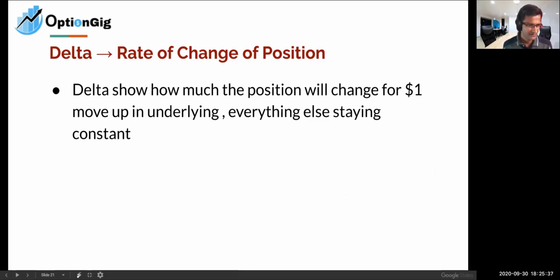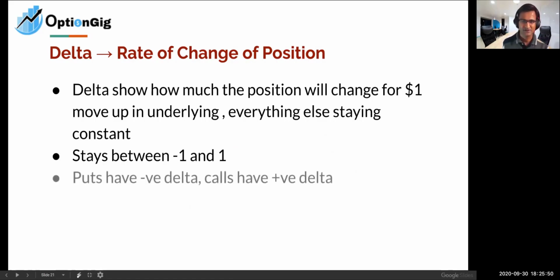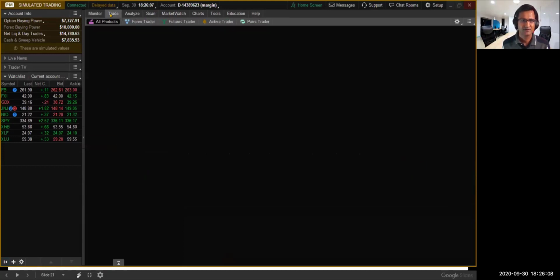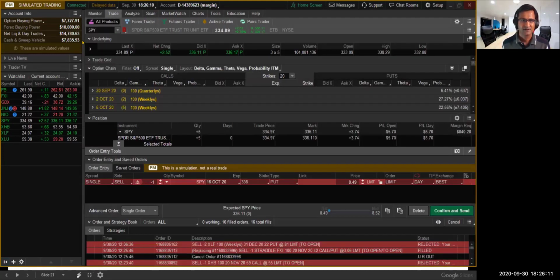We had talked about it. Let me make sure this stays in everyone's mind. Delta stays between -1 and 1. Of course, you have to multiply it by the number of shares. Puts have a negative delta and calls have a positive delta. Let me just bring up a quick refresher. We were talking about Facebook. We'll go to FB.